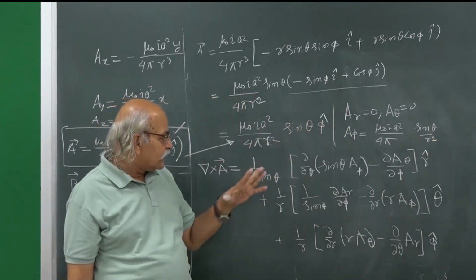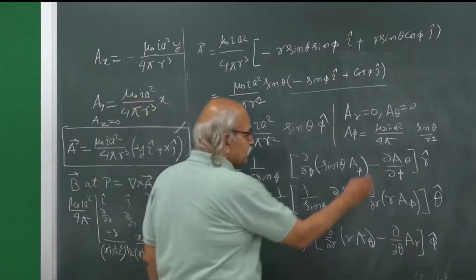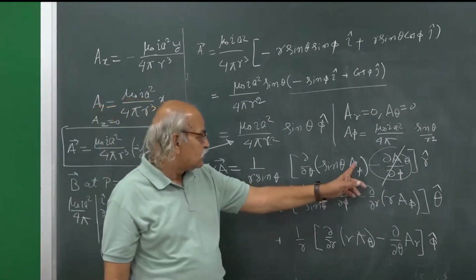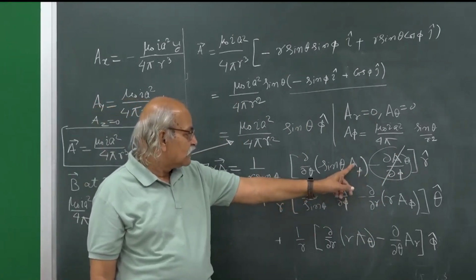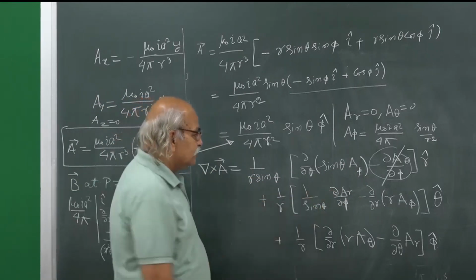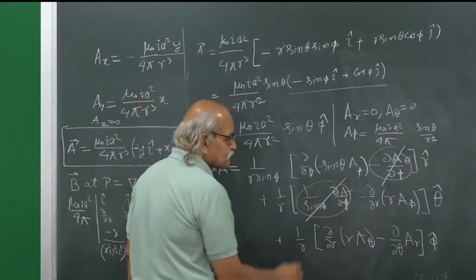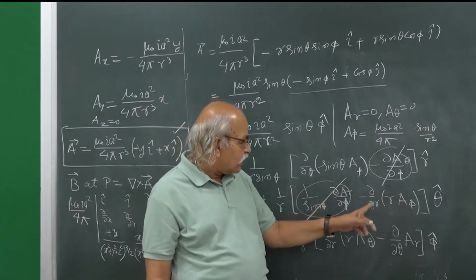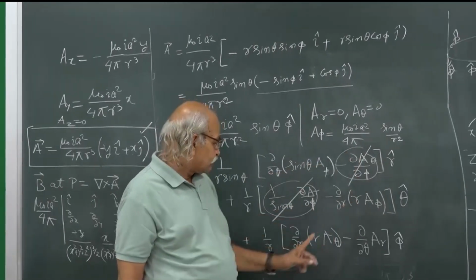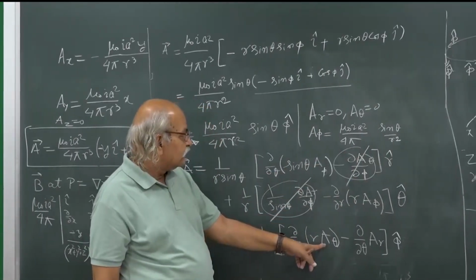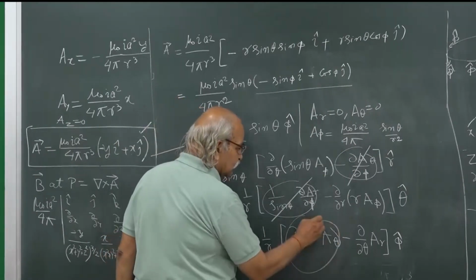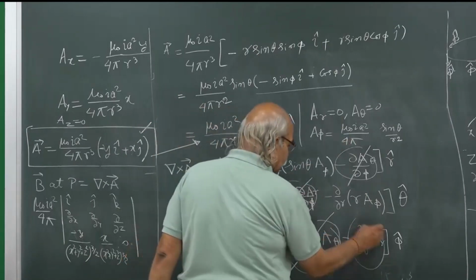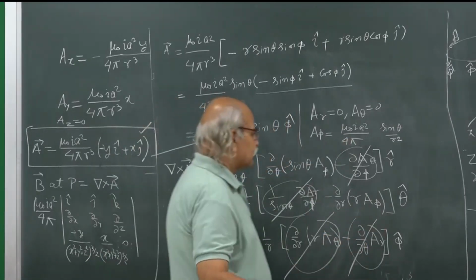Since A_r and A_theta are 0, I do not need this term, this goes to 0. A_phi is not 0, so this will remain here, and then A_r is 0, so this term goes away. Here A_phi is there and del r is there, so yes, this term will be there. Here A_theta is 0, so this term is not there, and A_r is 0, so this term is also not there. So, what is left?